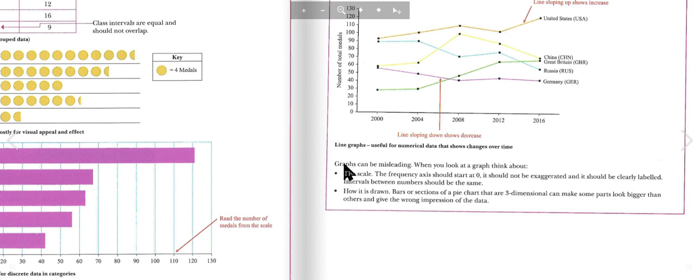And sometimes graphs can be misleading. When you look at a graph, think about the scale. The frequency axis should start at 0. It should not be exaggerated and it should be clearly labeled. Intervals between numbers should be the same. How it is drawn. Bars or sections of a pie chart that are three-dimensional can make some parts look bigger than others and give the wrong impression of the data.